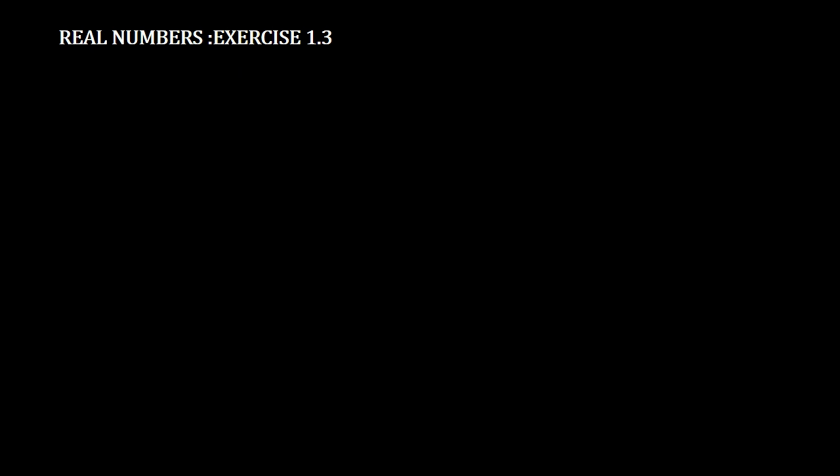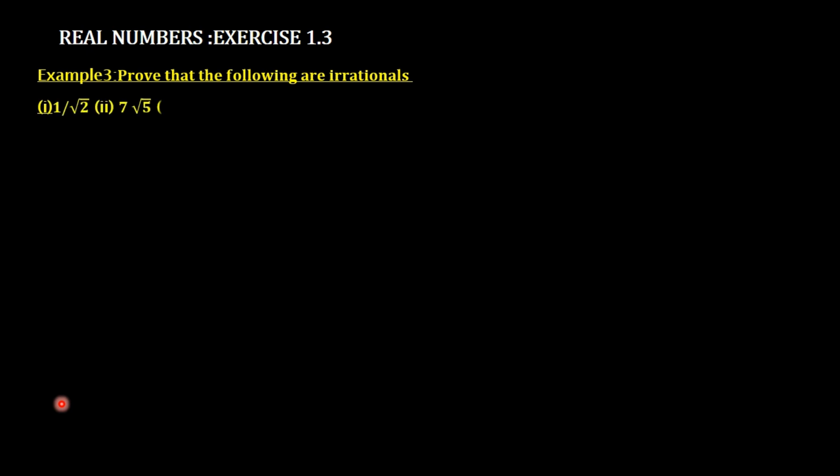Okay, moving on to our next exercise. Prove that the following are irrational. We have three questions here: 1 by root 2, 7 root 5, and 6 plus root 2. Let us proceed with the first question.